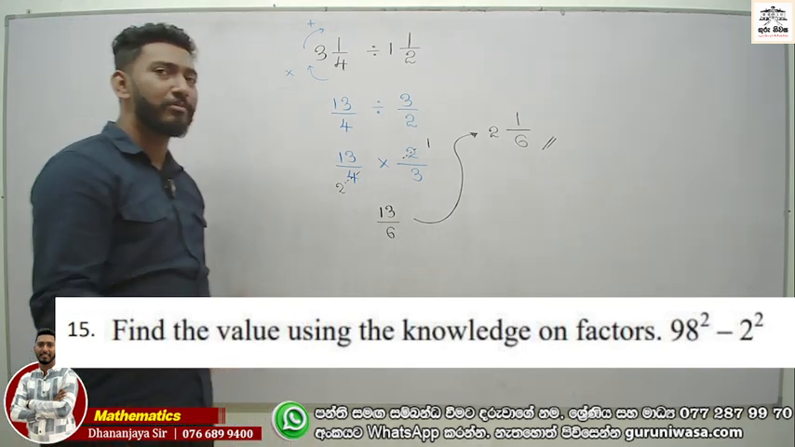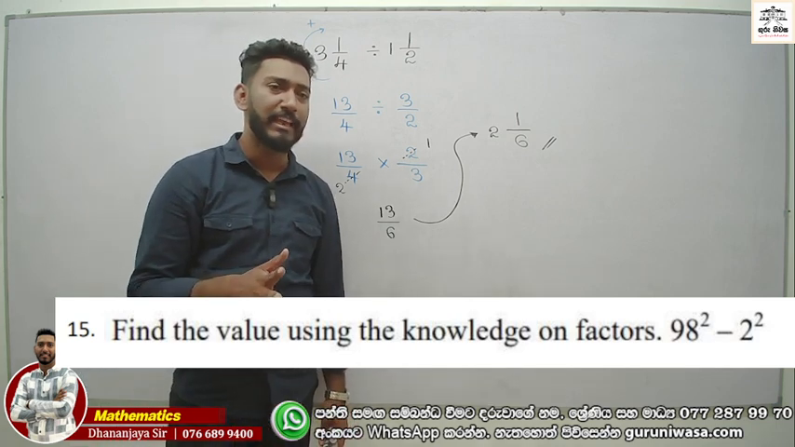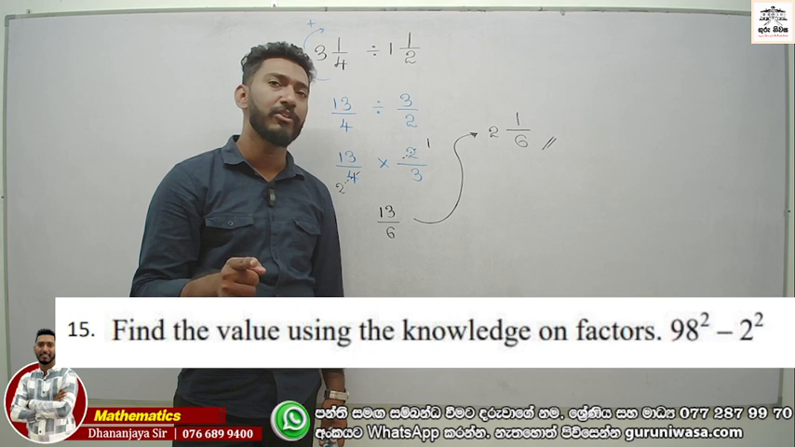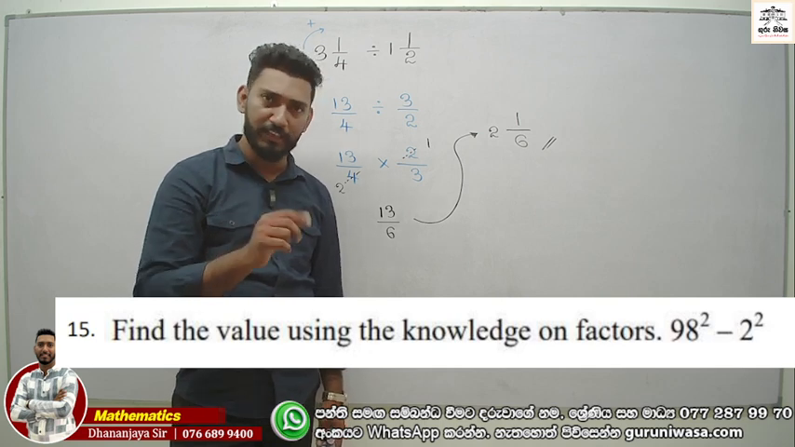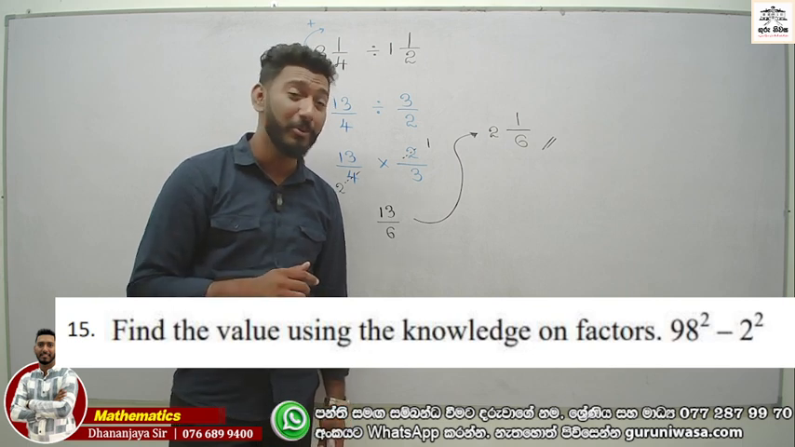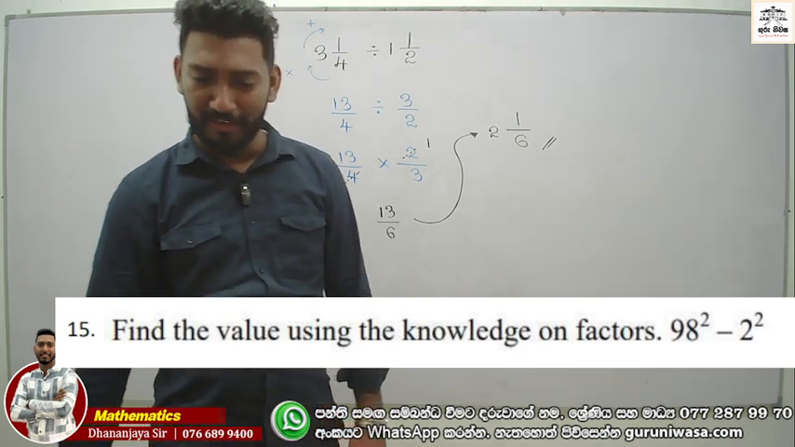Now use the knowledge about the difference between two squares. Find the value using the knowledge on factors. And this factor is relevant to the difference between two squares. Theory class again as well as paper class also. Now you can find the answer for this one.